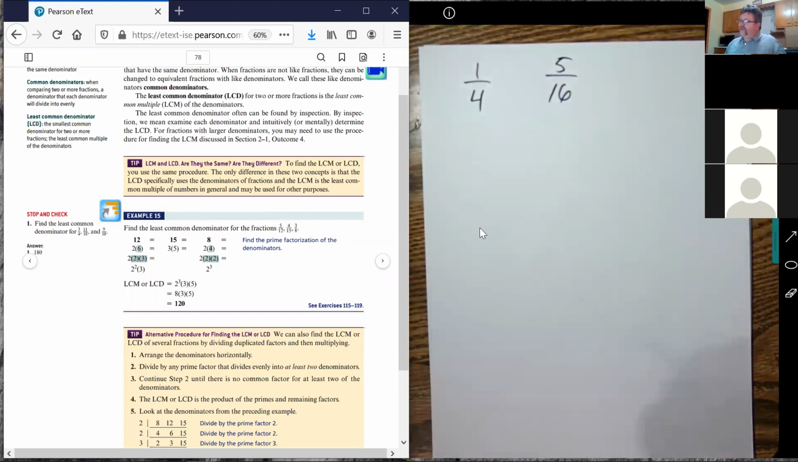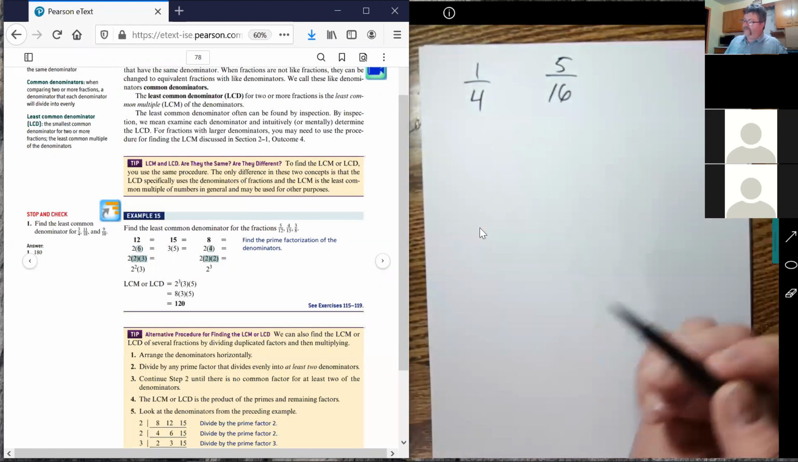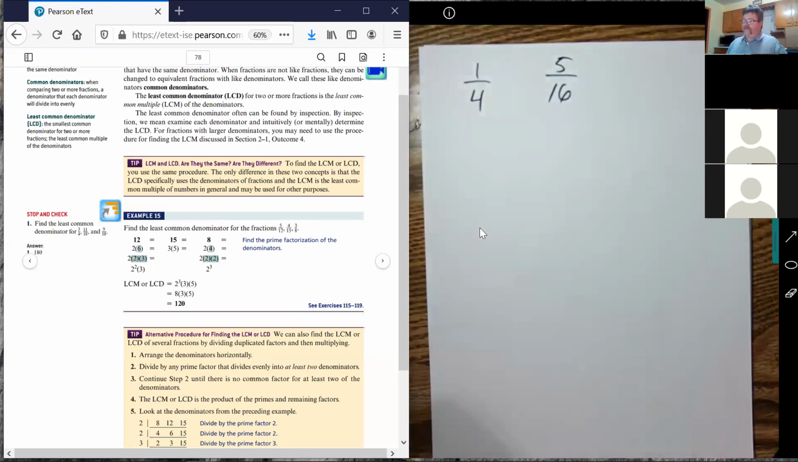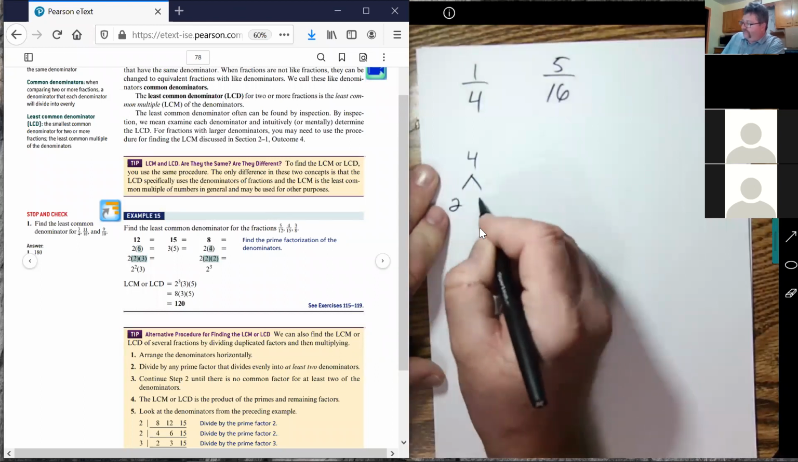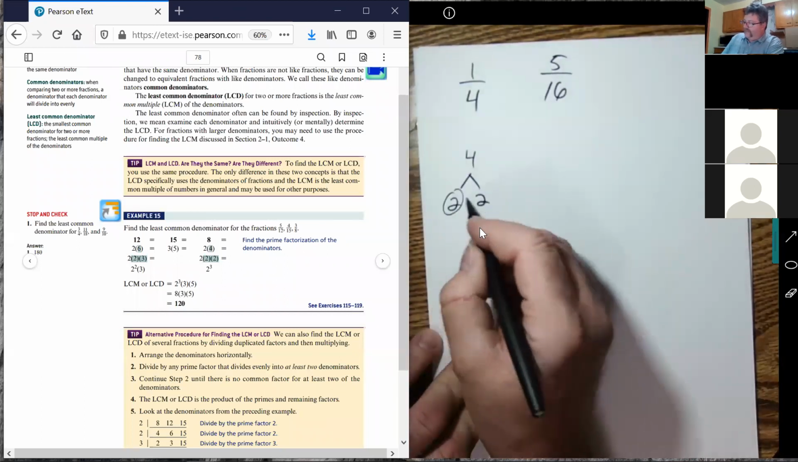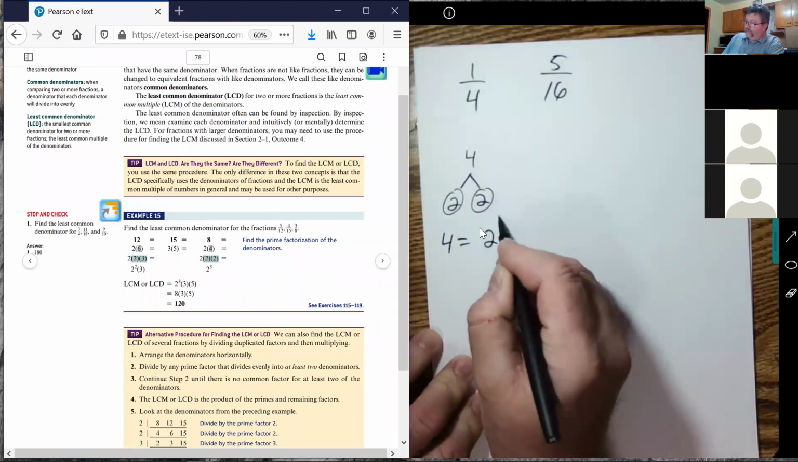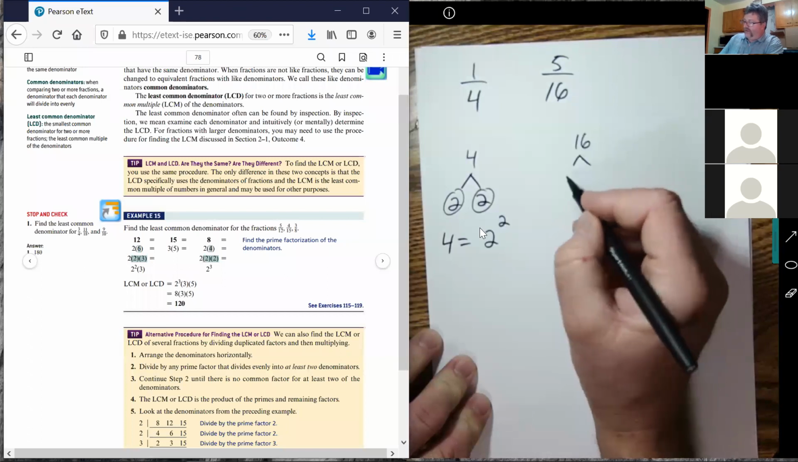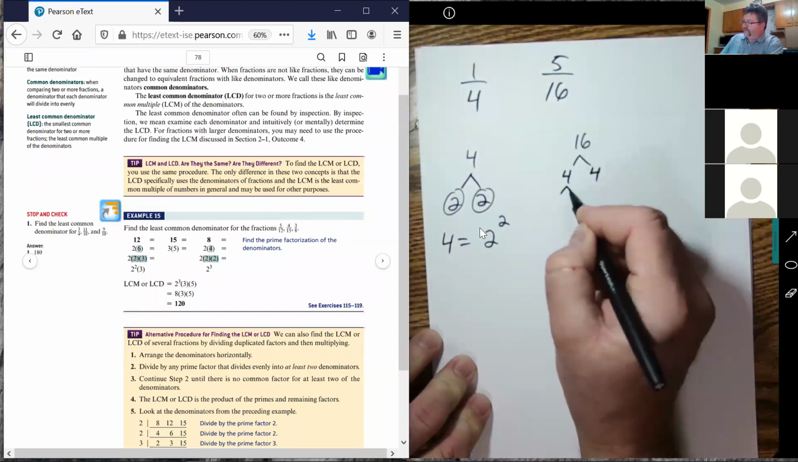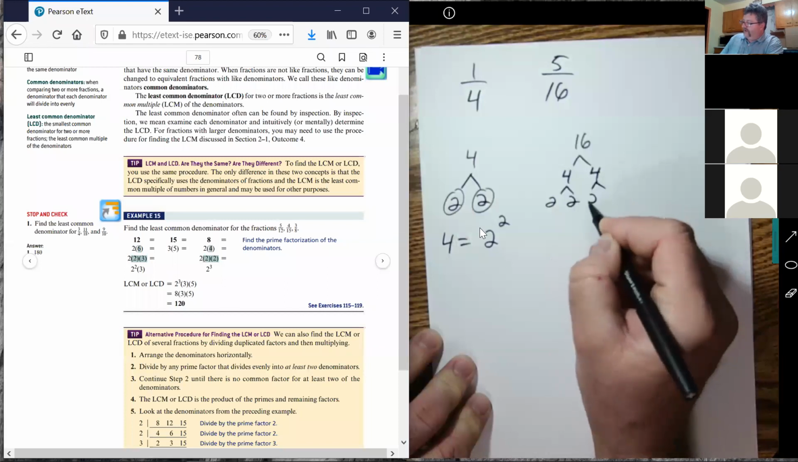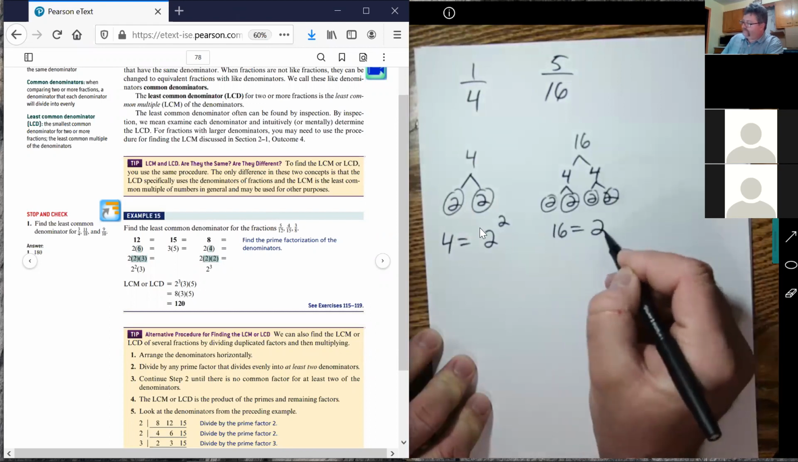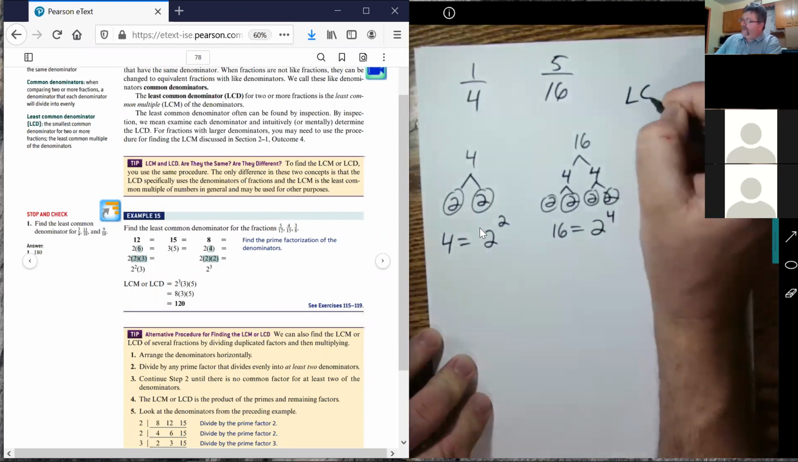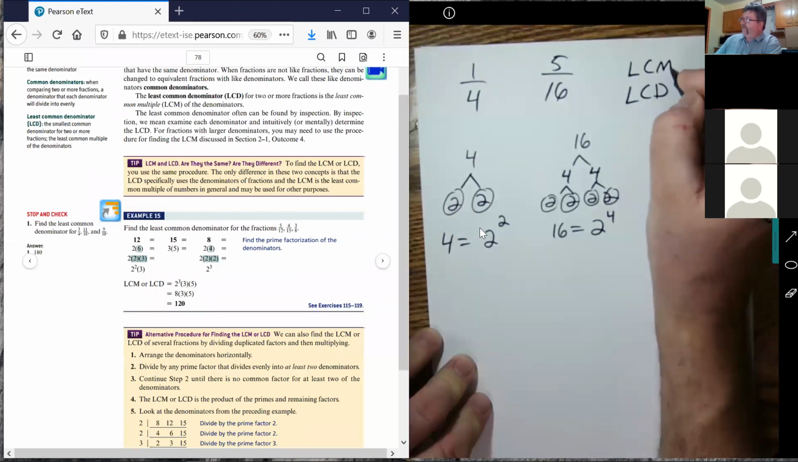I need to find the lowest common denominator of these two numbers, a 4 and a 16. Now, I hope we're going to get to the point where we can just spot it, but if we don't know, we do that procedure. We factor the 4. 2 times 2 is 4. And we say, okay, 4 can be thought of as 2 squared. We factor the 16 all the way down to primes, right? 4 times 4 is 16. 2 times 2 is 4. 2 times 2 is 4. So that's really 2 to the power of 4.